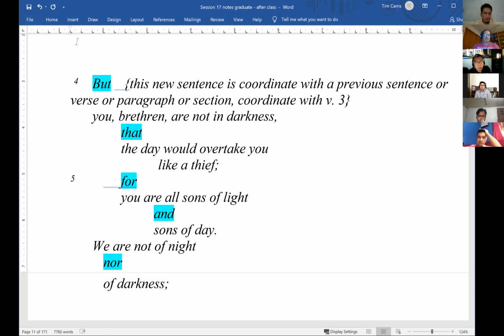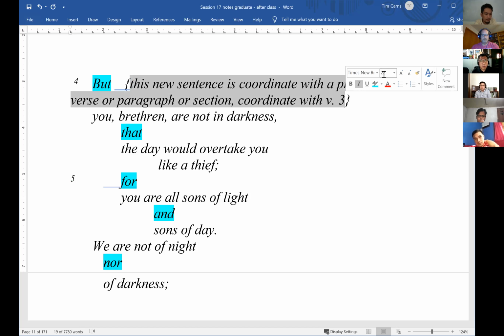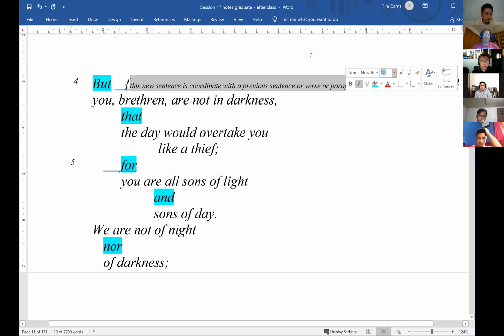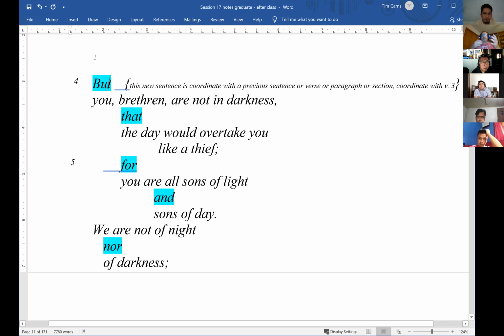Let me shrink this so it fits on one. Okay, so again, when a conjunction introduces a sentence, it's telling us it's connecting it to a previous section or verse or sentence. And the kind of conjunction tells us how it's connecting that. In this case, it's coordinating. It's that contrastive but. So here in verse 4, he's contrasting with verse 3. Okay? Now you, brethren, are not in darkness. That's my independent clause.